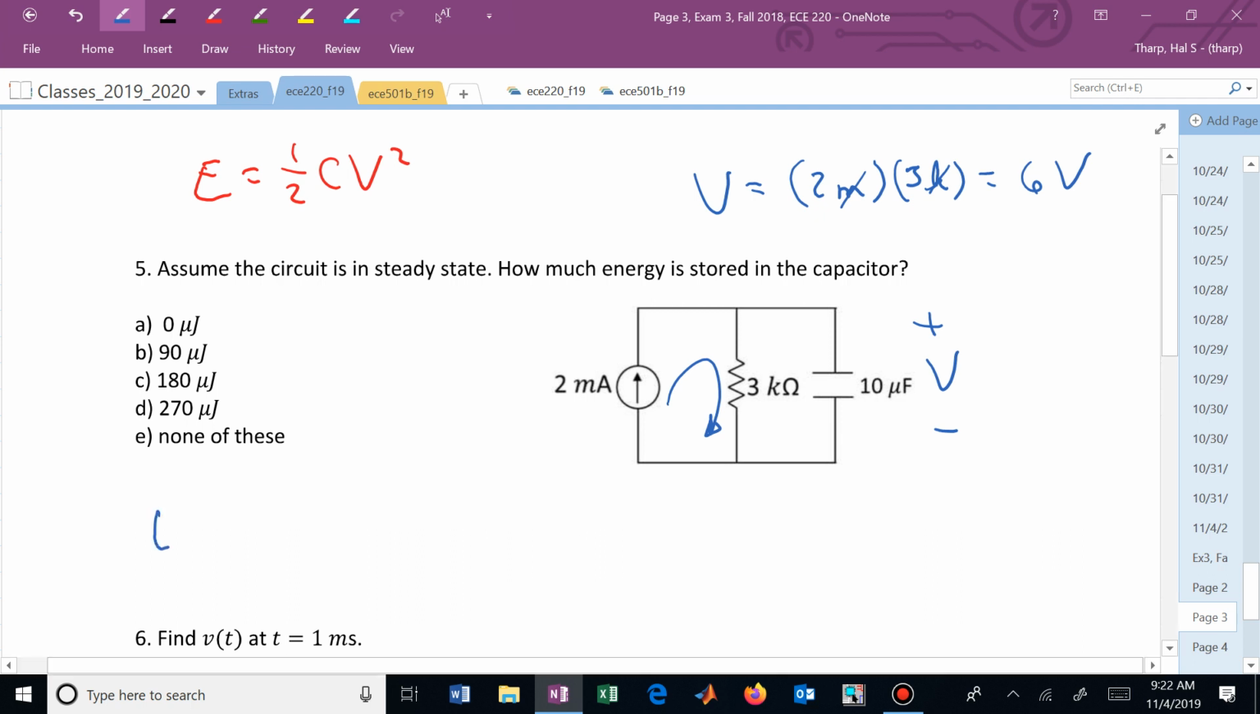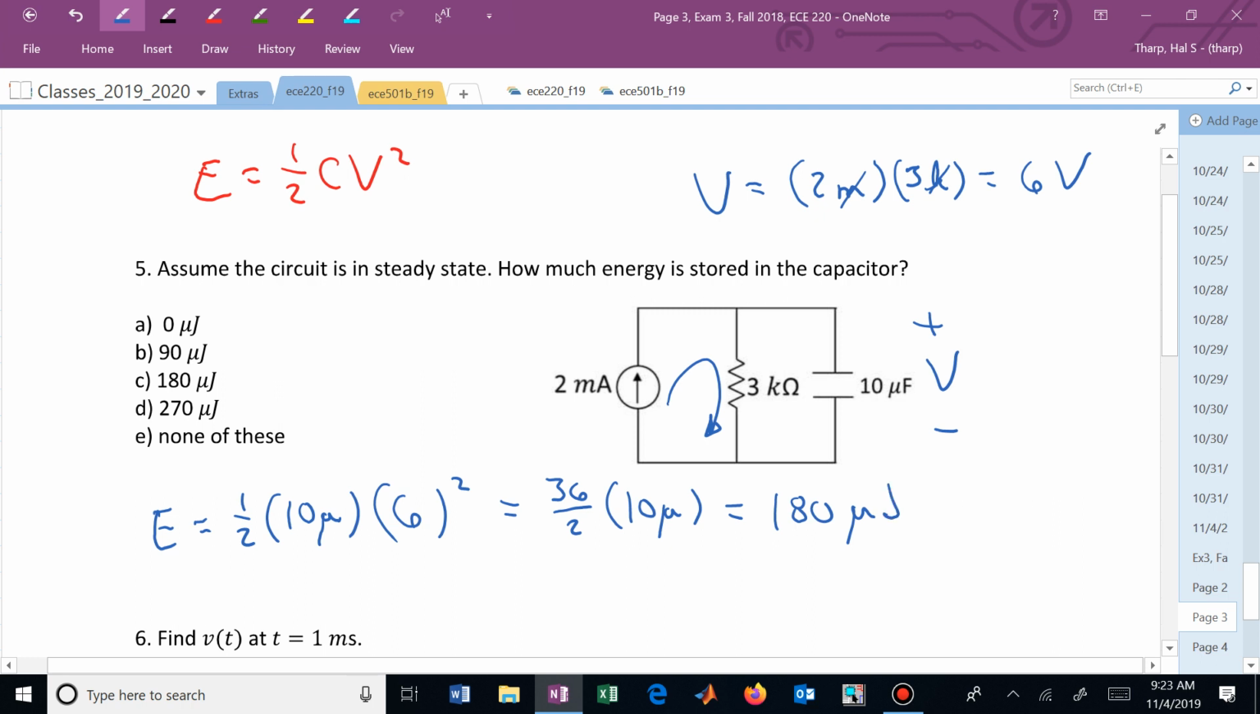Now the energy is 1/2, and C is 10 micro, and V we said was 6. So now we have 36 over 2 times 10 micro, or we now have 180 microjoules.